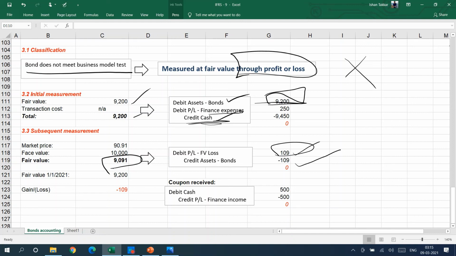And there is nothing like IRR. You will just record whatever coupon you receive, that is, cash account debit to P&L, that is finance income. I hope it's clear.